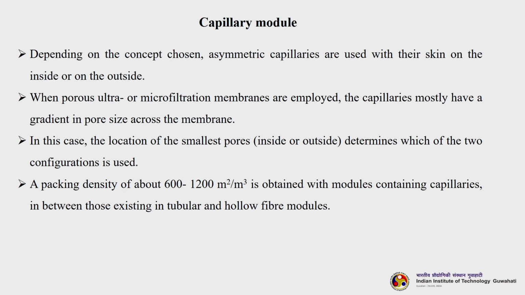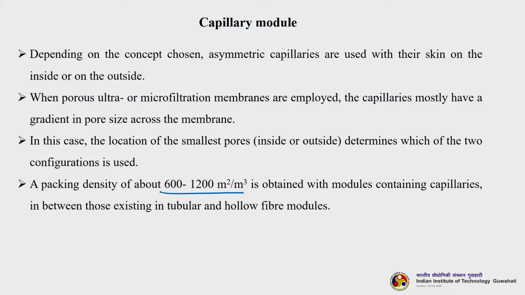And when porous ultra microfiltration membranes are employed, the capillaries mostly have a gradient in pore size across the membrane. So, in this case the location of the smallest pores, inside or outside, determines which type of configuration is used. Usually a packing density of about 600 to 1200 meter square per meter cube is obtained with modules containing capillaries, in between tubular and hollow fiber.